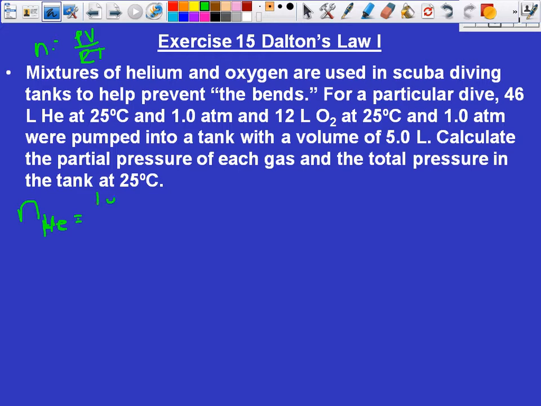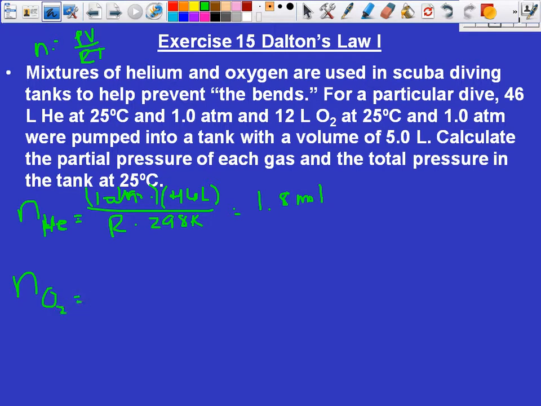So your pressure is 1 atm. The volume is 46 liters. Again, sorry, I'm writing on an iPad with a stylus. I know it's kind of hard to see. And your R, I'm just going to write the letter R. You need to write out the numerical value and the units. Times your temperature, which is 298 K. All right, and that comes out to be 1.8 moles of He.